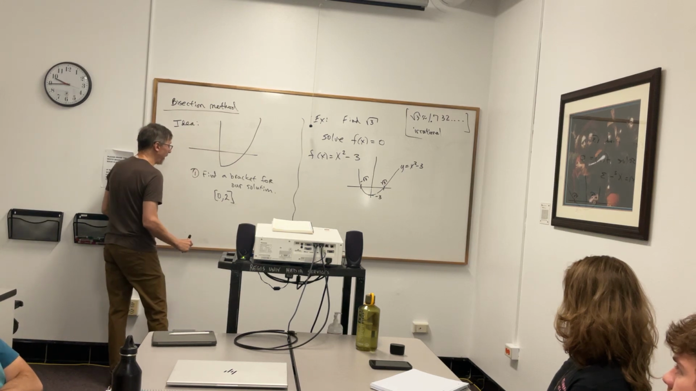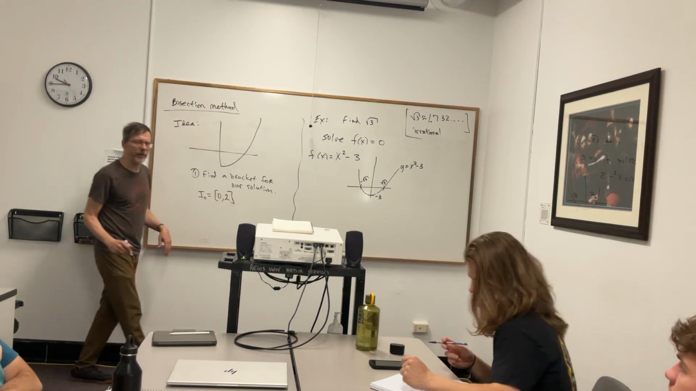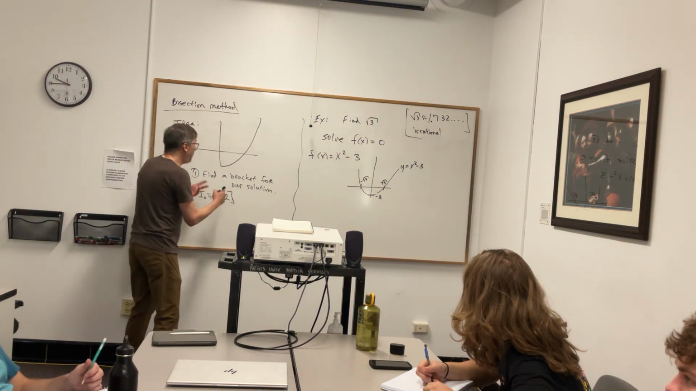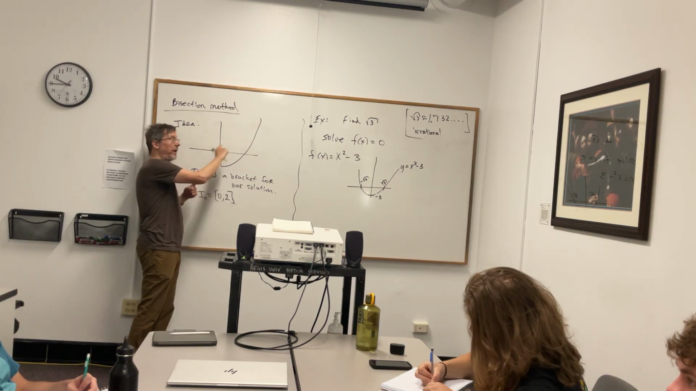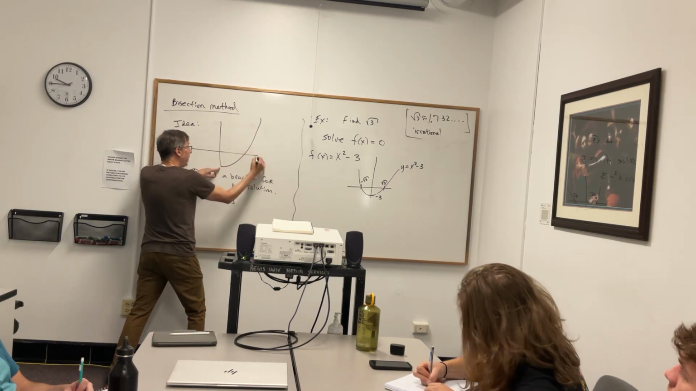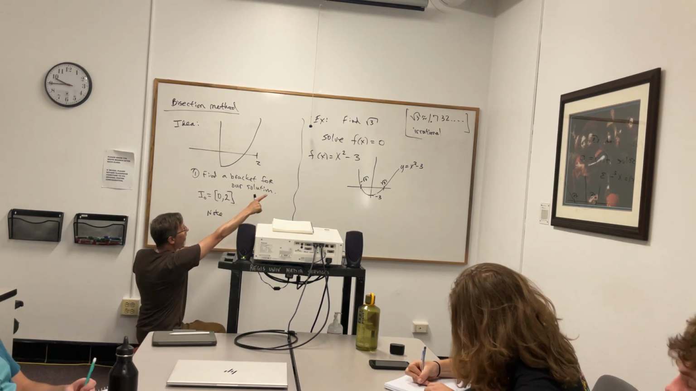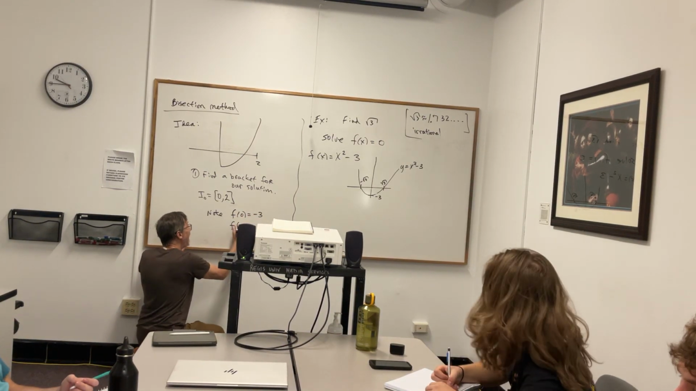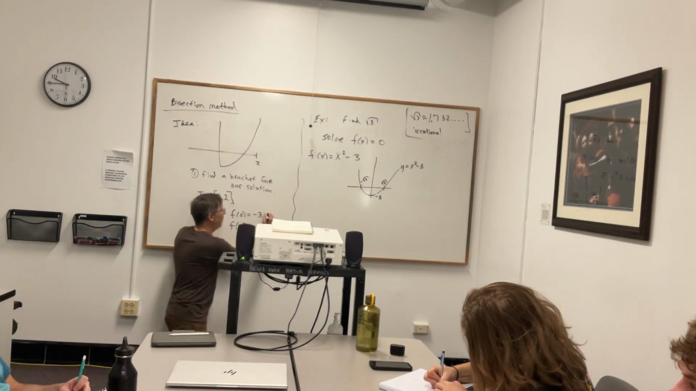So that's my initial bracket. Just call it I sub 0. I might use that notation in just a little bit. What's important about this bracket is that I can discern there's a root in between here because the function is negative at 0 and positive at 2. So note that if f of x is x squared minus 3, and that's what I'm using here, then f of 0 is negative 3, and f of 2 is positive 1. So there's a sign change here.